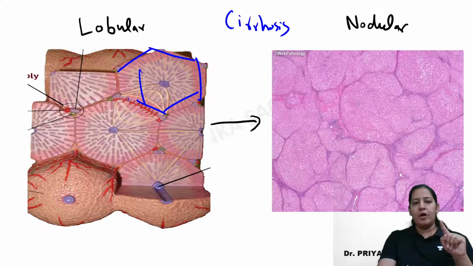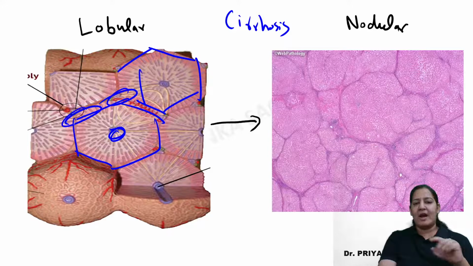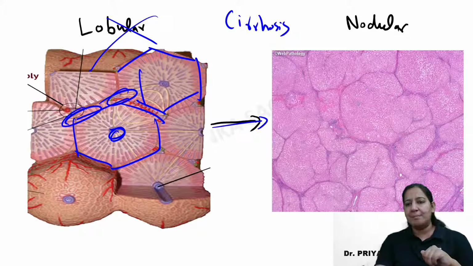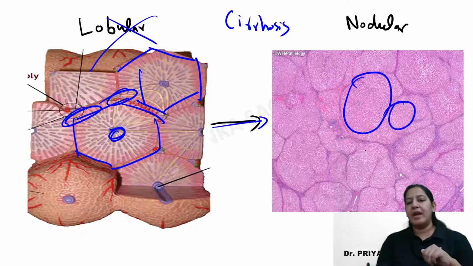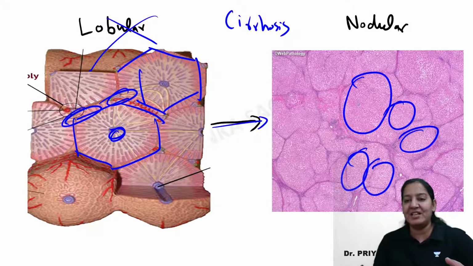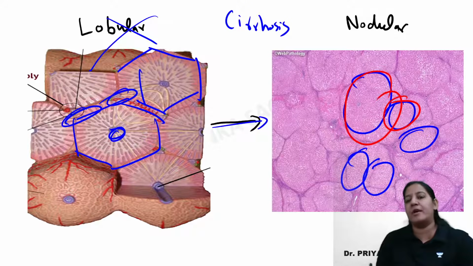This is the normal lobular model, right? At the center, you can see the central vein. At the periphery, the portal tract. This is all gone. And the liver gets converted into multiple nodules. You can appreciate multiple nodules. The nodules are separated from each other by fibrous septa, which is very important in the definition.